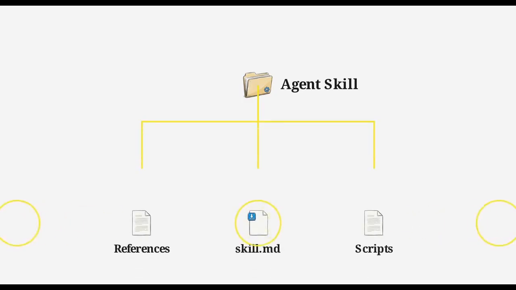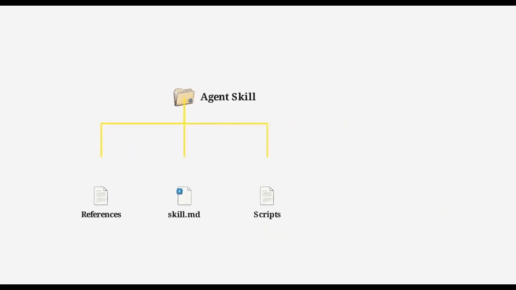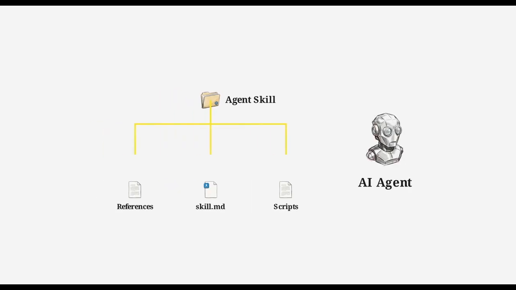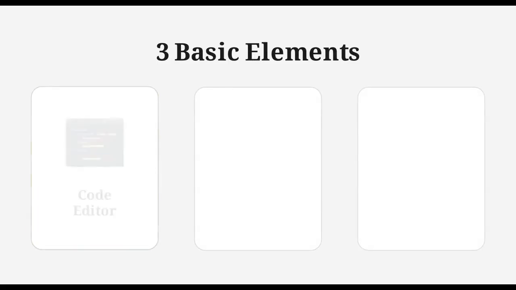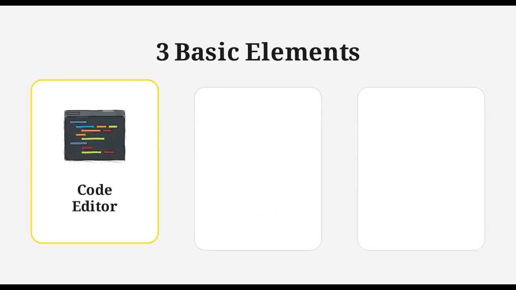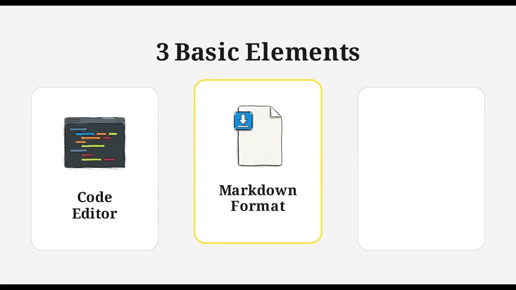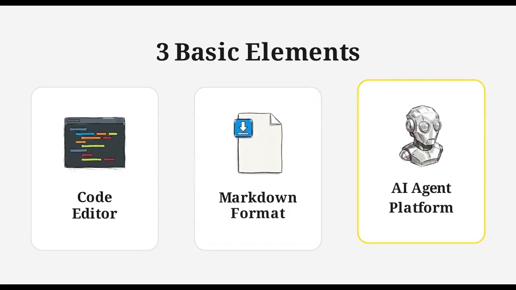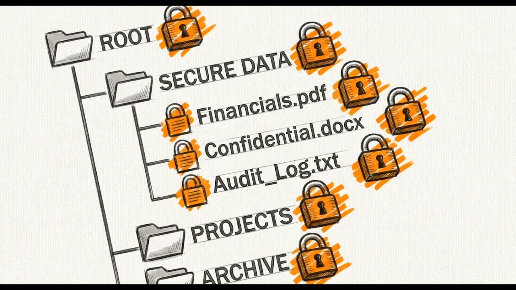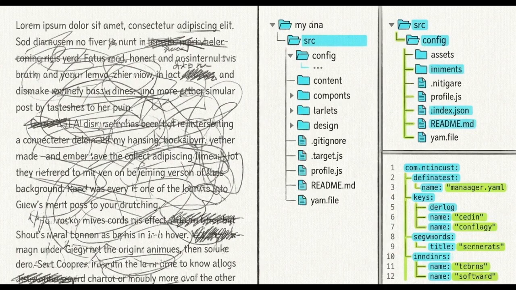A skill is simply a package of procedural knowledge handed to an agent, organized into a specific folder structure that dictates a strict, repeatable workflow. To build one, you only need 3 basic elements. You need a standard code editor, a basic familiarity with Markdown formatting, and an AI agent platform that utilizes the Open Agent Skill Standard. By adopting this strict architecture, you stop asking the model to guess what you want. Instead, you lock down the procedure, transforming a highly unpredictable probabilistic model into a reliable, consistent tool.